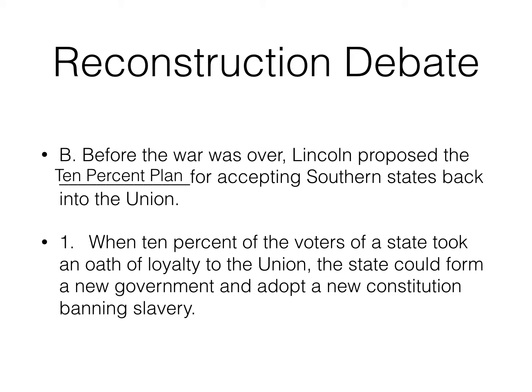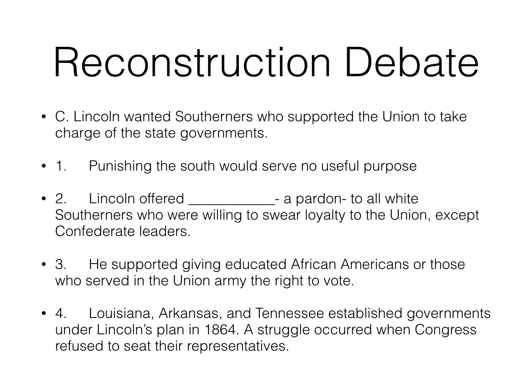And so what did his plan look like? Well, he wanted 10% of the voters of a state to take an oath of loyalty to the Union. And when that happened, the state would then form a new government, a new state government. They would write a new state constitution that would include banning slavery. And he basically wanted the people of a southern state who supported the Union to take charge of the state government.